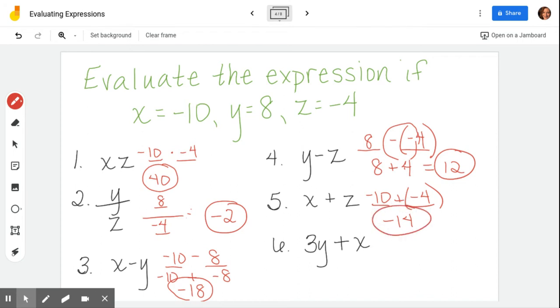And then the last one of these, 3y means 3 times whatever y is, plus whatever x is. Y is 8, and then x is -10. 3 times 8 is 24. 24 plus -10. So I have $24. I owe 10. I've got enough to pay that, and then I would still have 14 left over. I have 14 more positives than I do negatives.